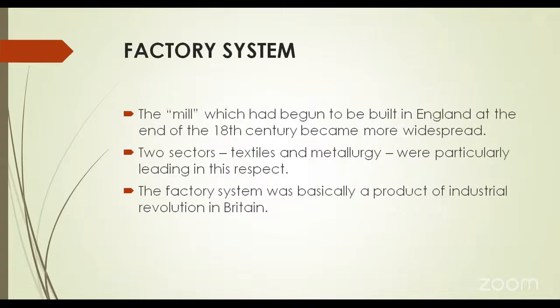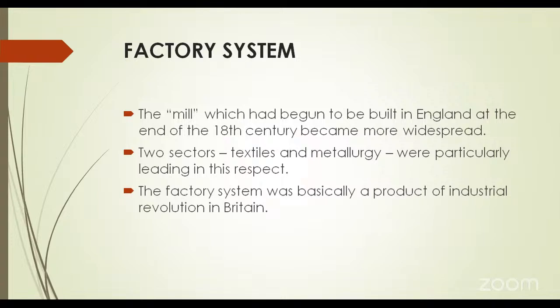And then it led to the factory system. Mills, which had begun to be built in England at the end of the 18th century, became more widespread. Also, remember the fact that colonization had already happened. The colonies were exploited for raw materials, for capital, for labor. Two sectors, textile and metallurgy, were particularly leading in this respect.